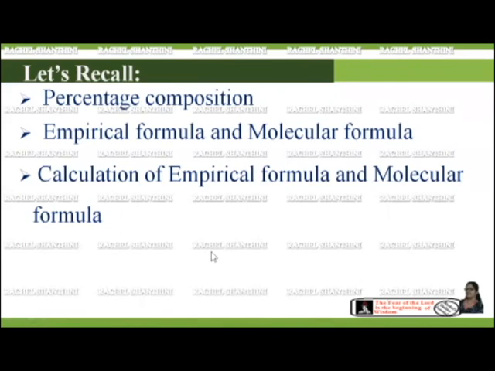Students, let us recall all the topics that we have discussed in this session. In this session, we have discussed percentage composition, empirical formula and molecular formula, and the difference between empirical formula and molecular formula. And we have discussed the calculation of empirical formula and molecular formula for a compound.